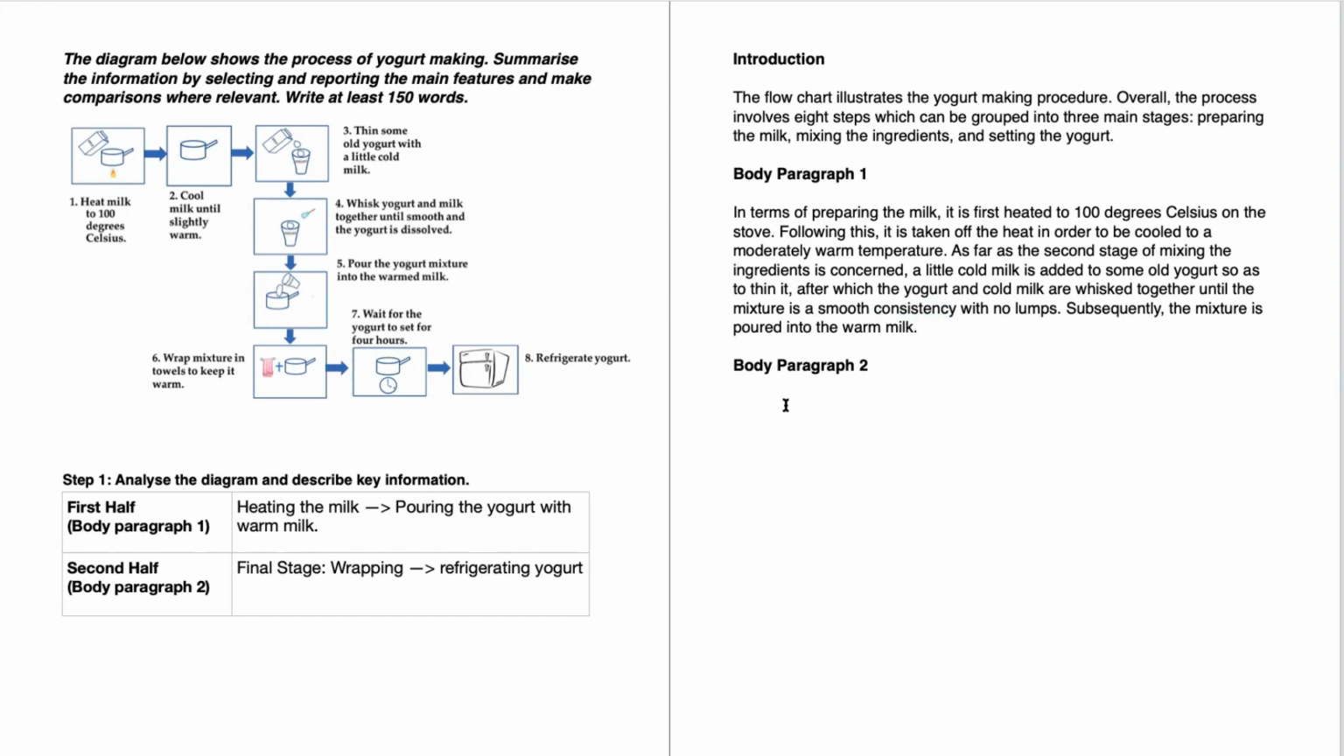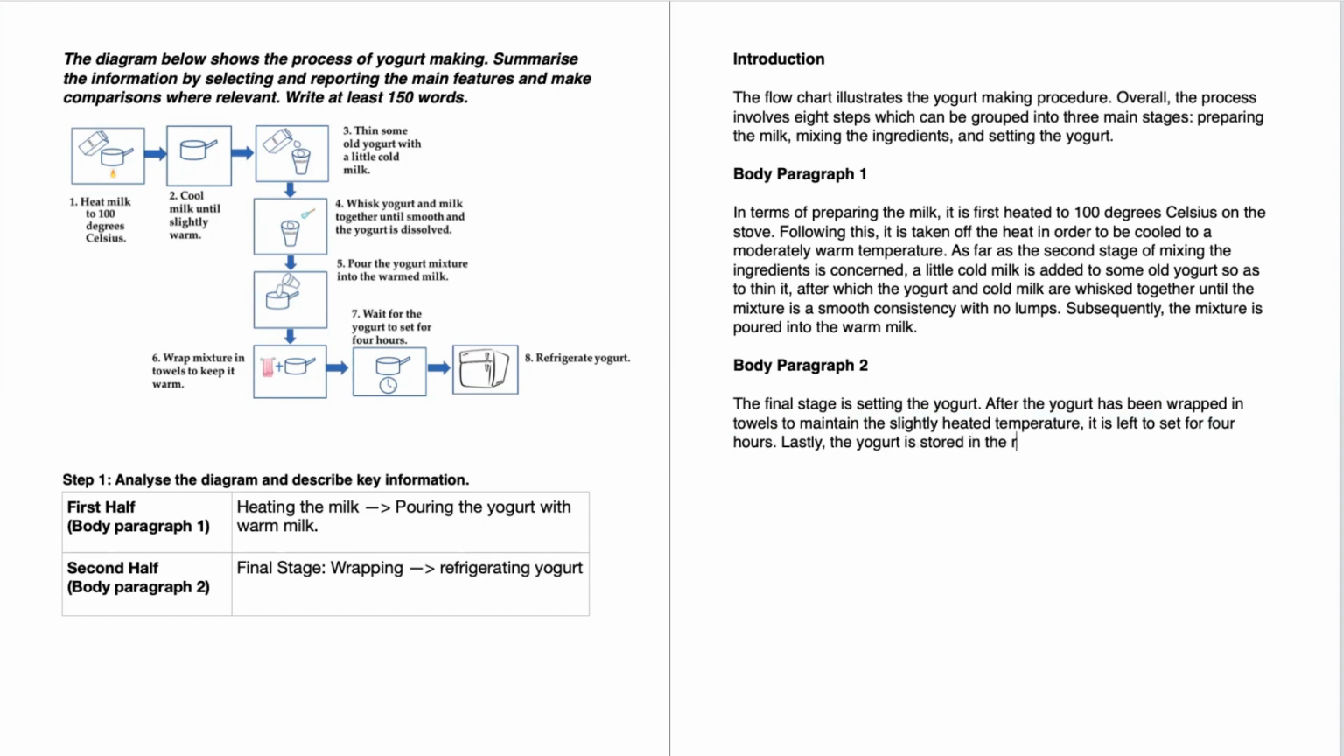Now we're going to look at body paragraph 2, which remember is the final stage, so we're going to talk about wrapping and then all the way up to refrigerating the yogurt. Final stage is setting the yogurt. Now, after the yogurt has been wrapped in towels to maintain the slightly heated temperature, it is left to set for 4 hours. Lastly, the yogurt is stored in the refrigerator to keep it cool.